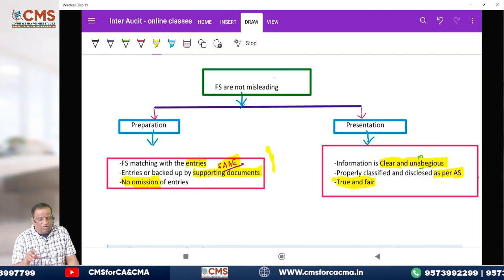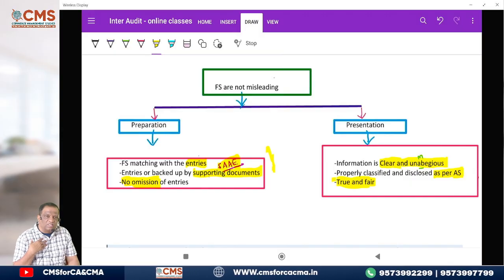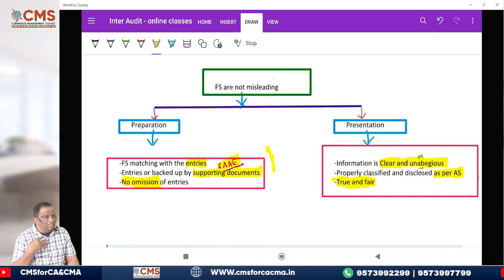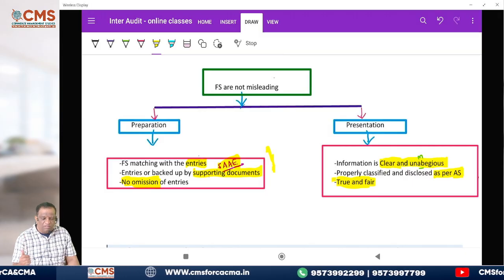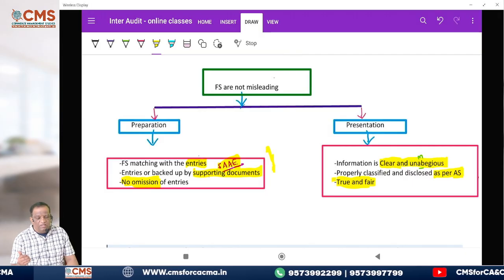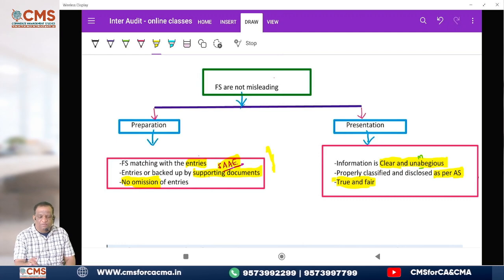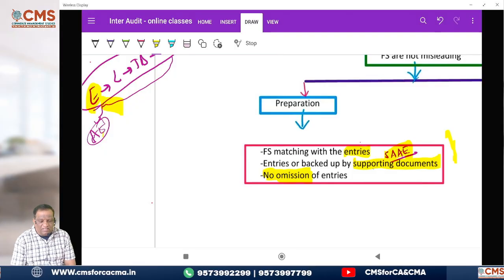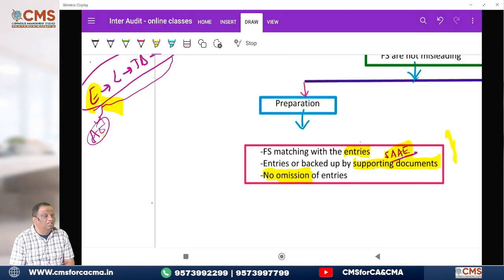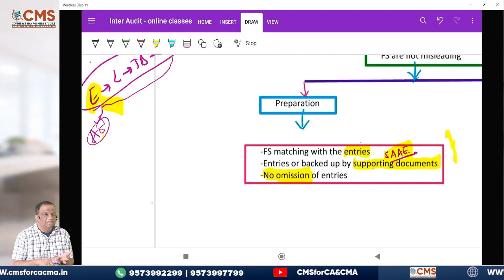That is, what an auditor, first I need to ensure that my entries are correct. So, that is, my financials are in agreement with my entries. And those entries, based on which the financials are prepared, are properly entered. That is, they have been backed up by the supporting documents. And third one is no omission. Now, I restrict here. Now, you tell me. What are the 3 things that I need to ensure to see that financials are not misleading from preparation angle? What are the three things?